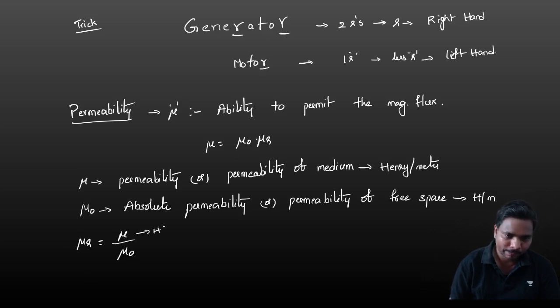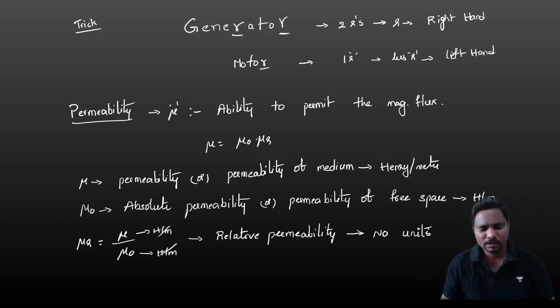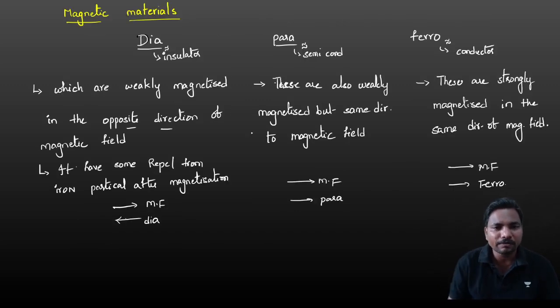Here also Henry per meter. So both will be cancelled out. So relative permeability has no units. Very important. Relative permeability has no units. Now coming to the permeability values in dia.